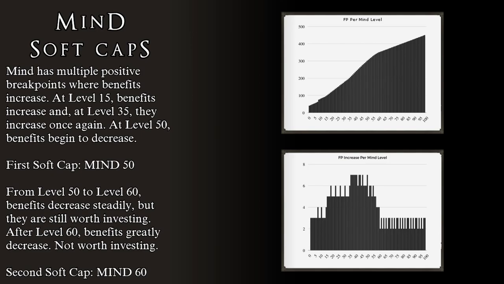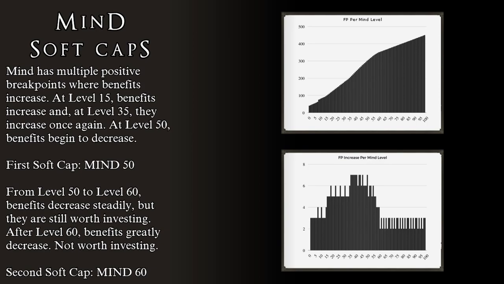It is not until after level 60 that our FP per level plummets, and we barely get any benefit from our investments. The conclusion is clear, and it is that leveling up mind up to level 50 will always give you increasing benefits for each of your investments. After level 50, these benefits begin to go down, but they are still good enough to invest until we reach level 60. And then it is after level 60 that the benefits for our investment decrease considerably, and it is no longer worth putting points into the stat.